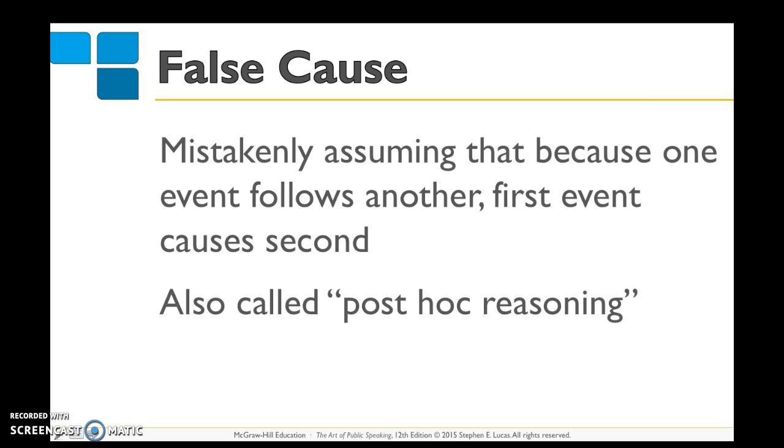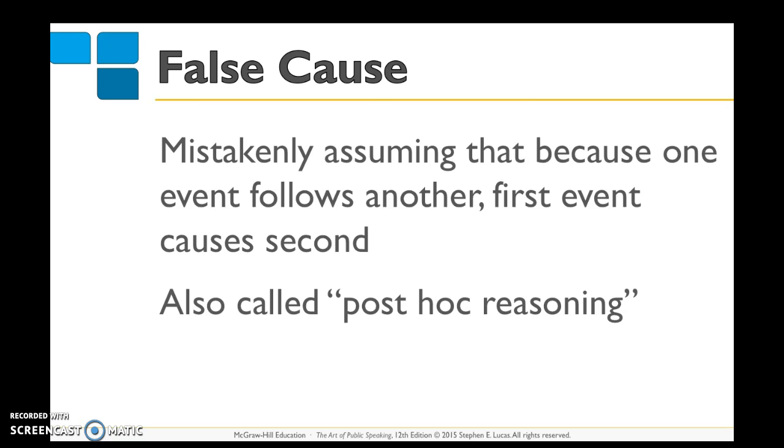The next one is the fallacy of false cause, mistakenly assuming that because one event follows another, the first event causes the second. It's also called post hoc reasoning. This occurs with causal reasoning, when you're automatically assuming that just because one event follows the other, also called black cat syndrome, it's caused the second. Usually the closeness of time may be purely coincidental.